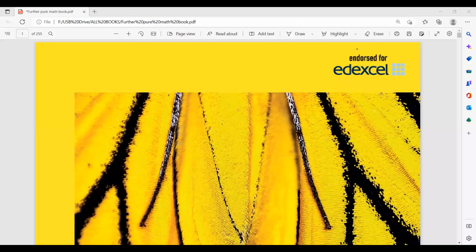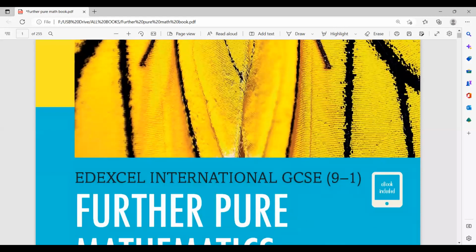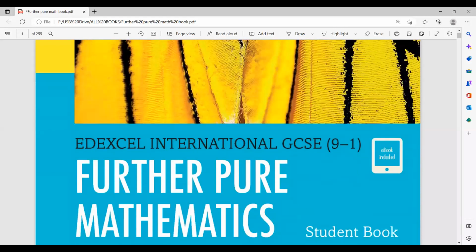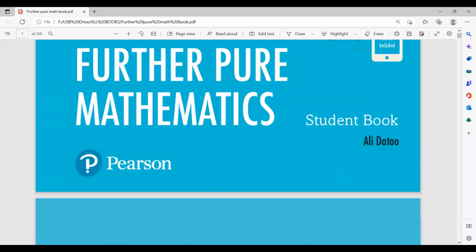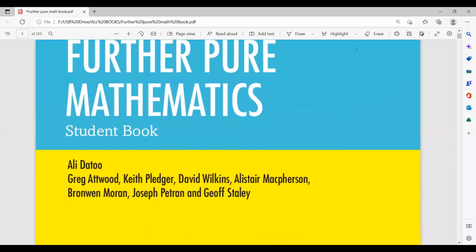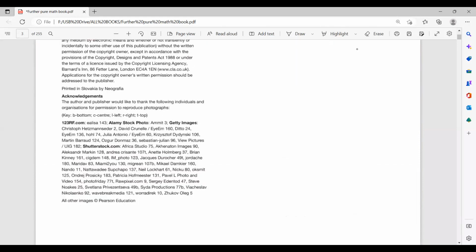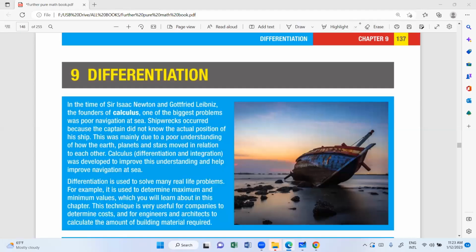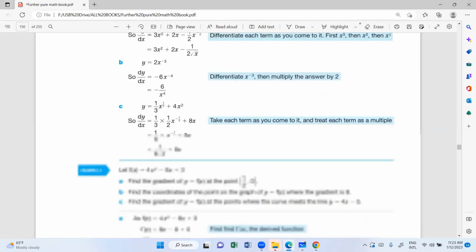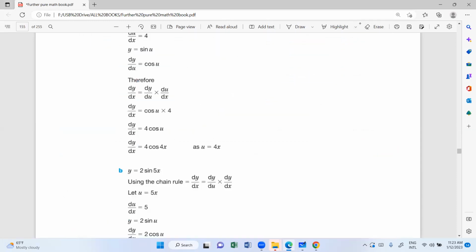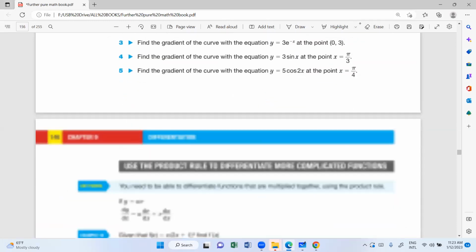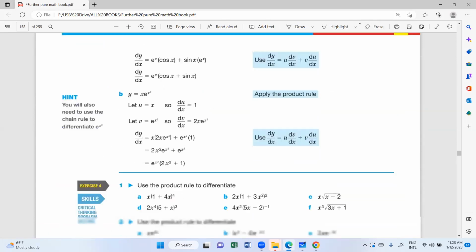Hello everybody. Today from the Edexcel International GCSE 9 to 1 Further Pure Mathematics student book, we will solve some maths from Chapter 9, Differentiation, Exercise 7. Now see how you can solve it.